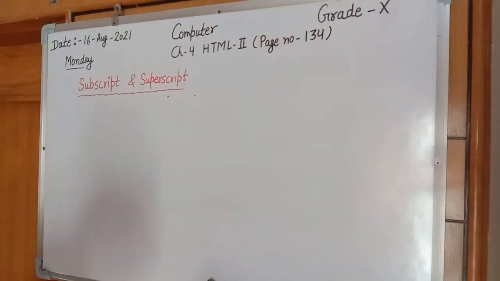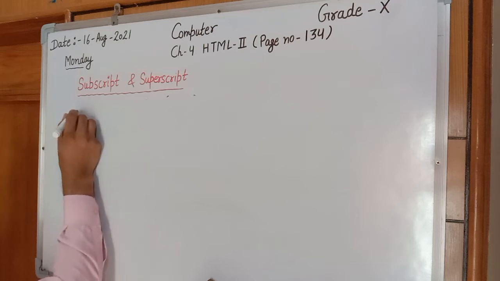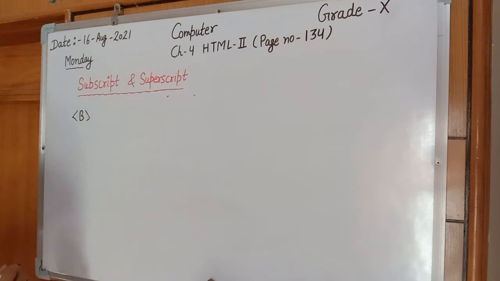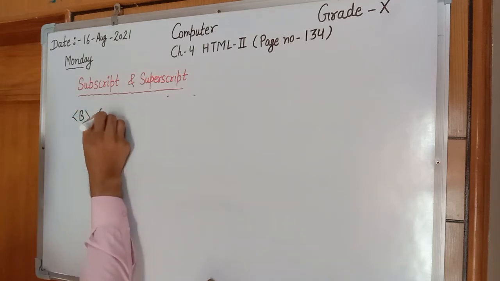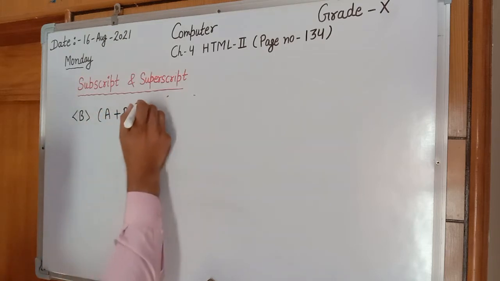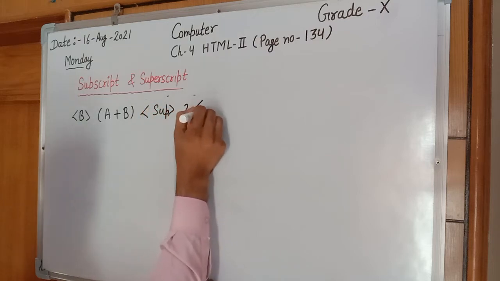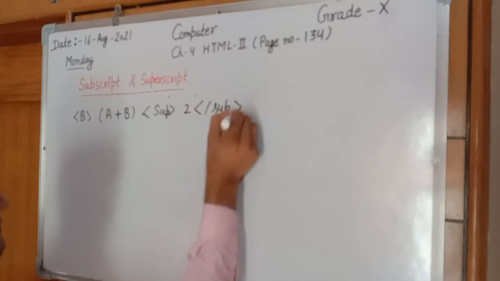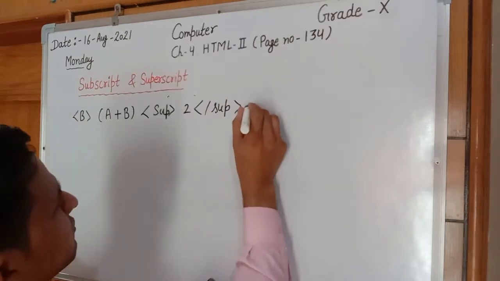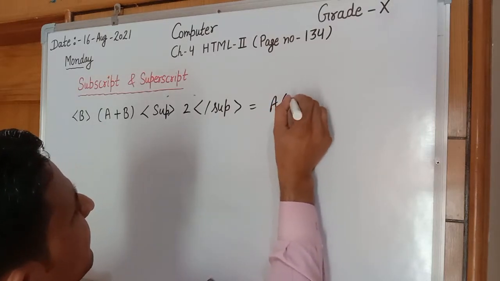Just see in your book on page number 135. It is written in bold form, that is B. In B they have written A plus B. Afterward they have written SUP, then they have written 2, then they have closed SUP. Next part they have written equal to A SUP.